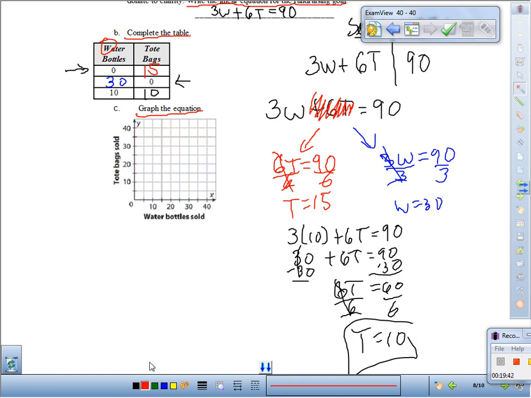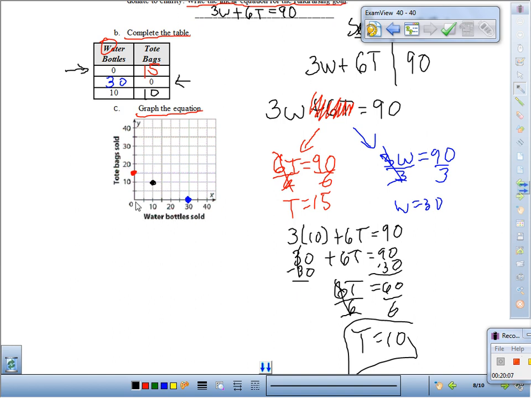All right, so let's plot this. I'm going to use red for the first one, 0 water bottles and 15 totes. 0, 15 is right there. The next one, 30 water bottles, 0 totes, right there. And then this one is 10 and 10. So 10 of these is about right there. Now check this out. Because we can't sell half a bottle and half a tote bag, we don't really connect the dots. Does everybody understand?